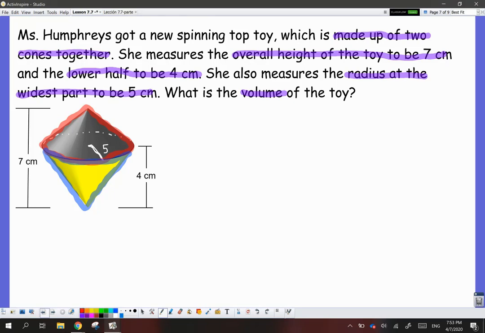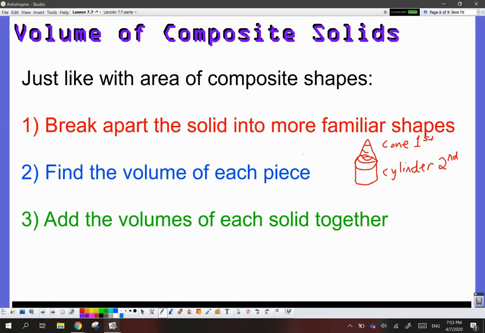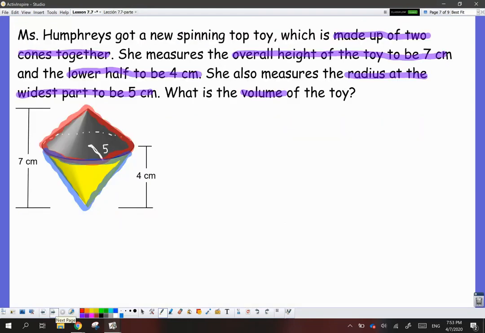So now we move on to the second step, which is to find the volume of each piece independently. So since I have 2 cones, I'm going to be finding two volumes, and I'm going to be very careful to not mix these up. I'm going to focus just on one cone first, and then find the volume of the second cone. So let's start by finding the volume of the top cone first.